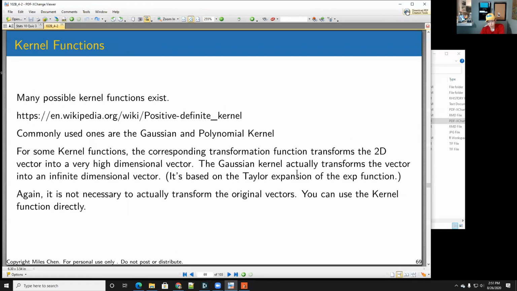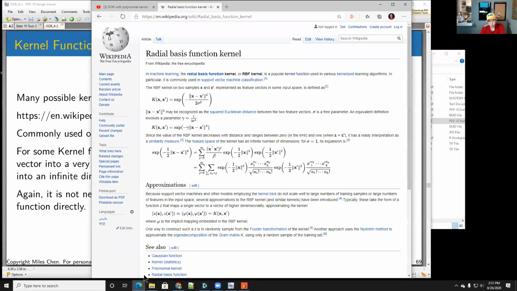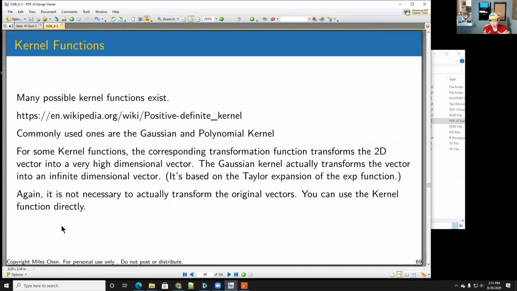That's what we do when you use the Gaussian or radial basis function kernel: there's a corresponding function that transforms it into infinite dimensional space, and it will create a projection in infinite dimensional space where a linear boundary does exist. We are not able to picture this, and you don't actually need to know what this transformed space is.